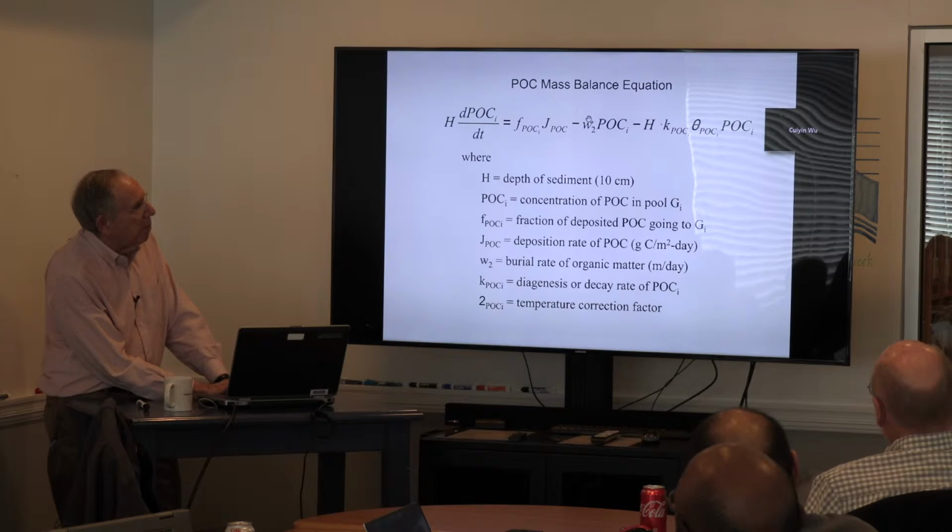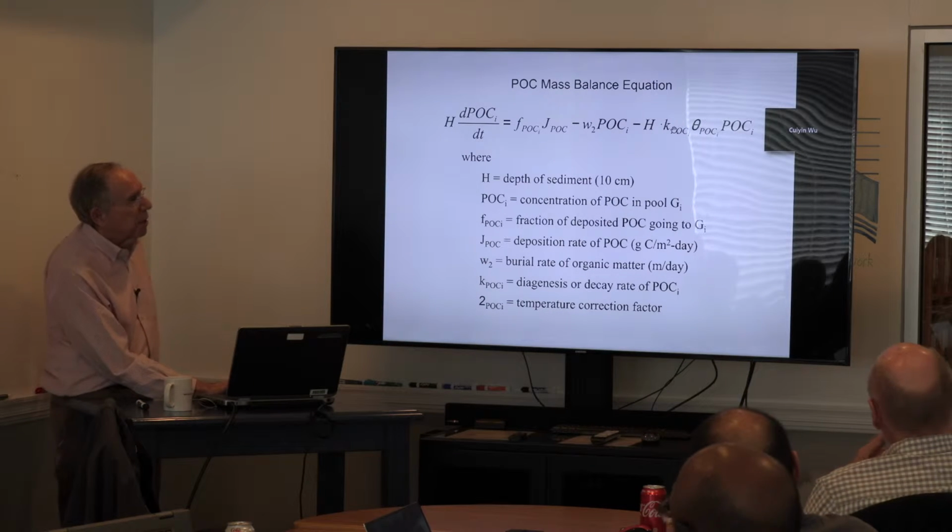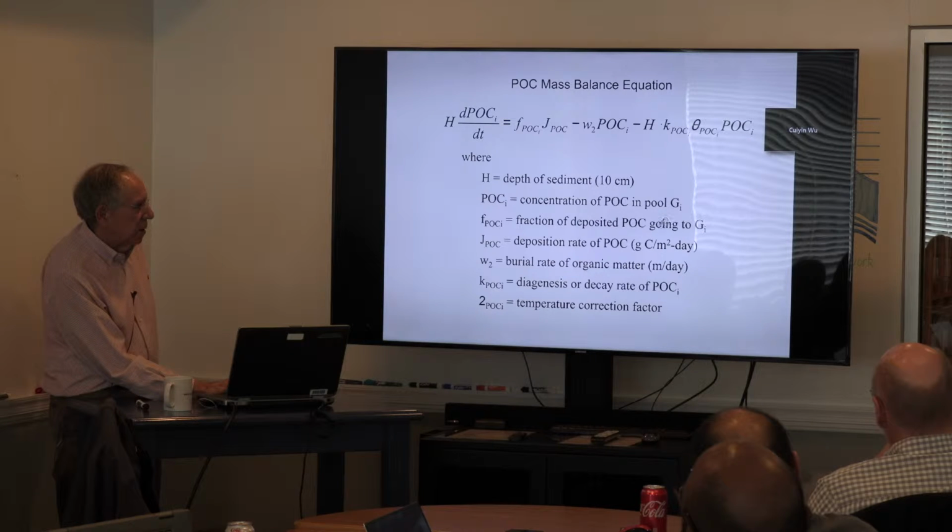There is then loss by burial. I'll show you exactly how that works. And this is the mineralization rate. This is the 3.5% a day, or 0.1% per day. That's the correction factor for temperature, and there's POC. I think that's everything. So how do you do burial?